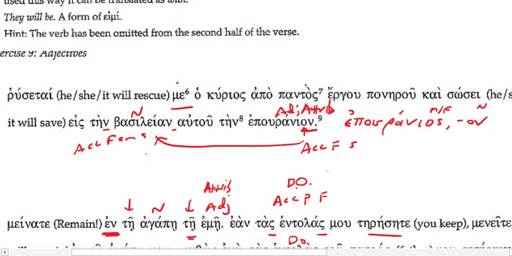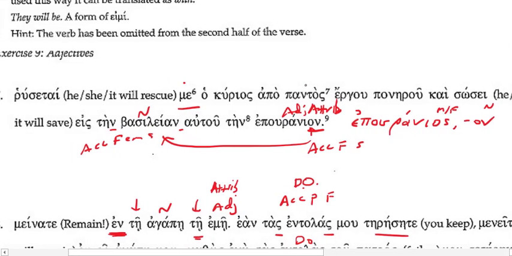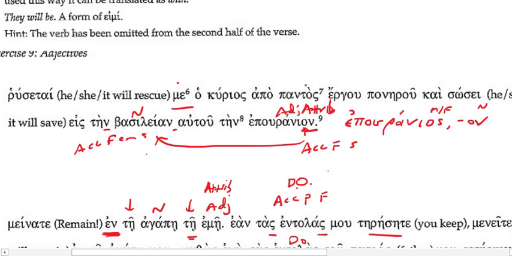So this is number 7. Okay, the Lord will rescue me from every evil work. And so yes, you're right. The me is missing. You would have expected it to go right after save, right?